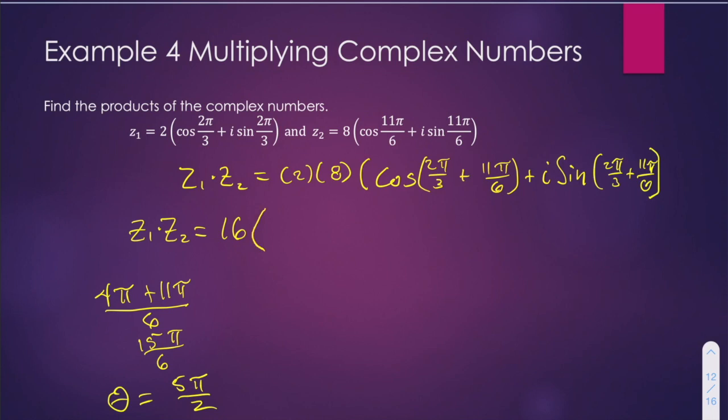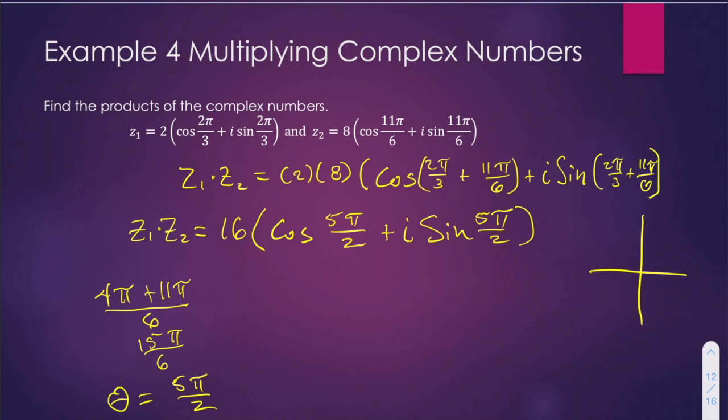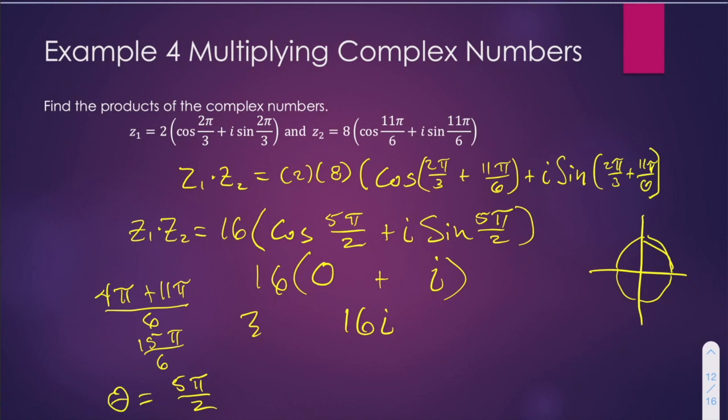And so we can write the product, z1 times z2, is equal to 16 times the cosine of 5 pi over 2 plus i times the sine of 5 pi over 2. And then we know what 5 pi over 2 is, because we can just draw that over here. Here's 1 half, 2 halves, 3 halves, 4 halves, 5 halves, and we know the values there. So cosine of 5 pi over 2 is 0, and sine of 5 pi over 2 is 1. So this is just going to be i, and I have 16 times that. So I end up with 16i as my product of z1 times z2.